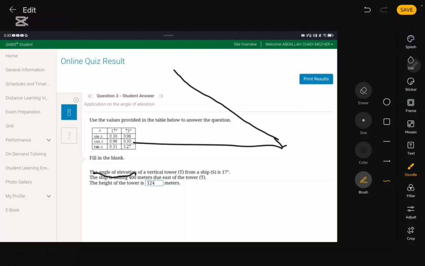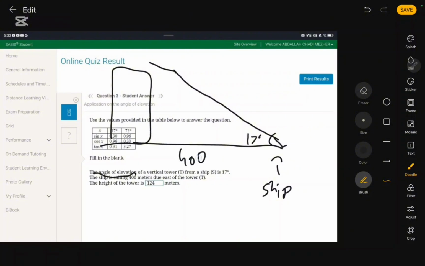Okay. And they said the angle of elevation of a vertical tower T from a ship is 17. So the ship is going to be right here. Let's call this ship. And the tower is like, let's just draw a tower. 17 degrees, so 17 right here. The ship is sailing 400 meters due east. So 400 meters, it's going to be here, because east, of course.